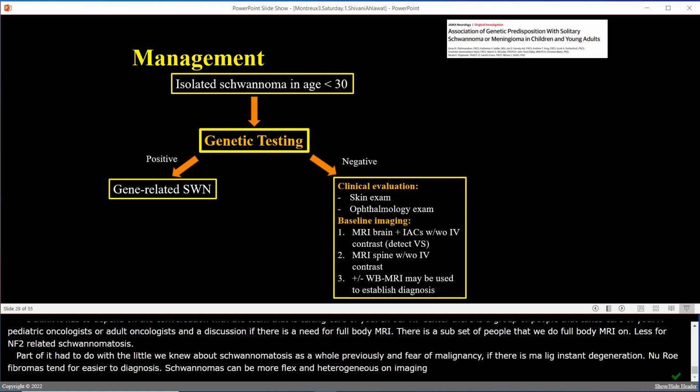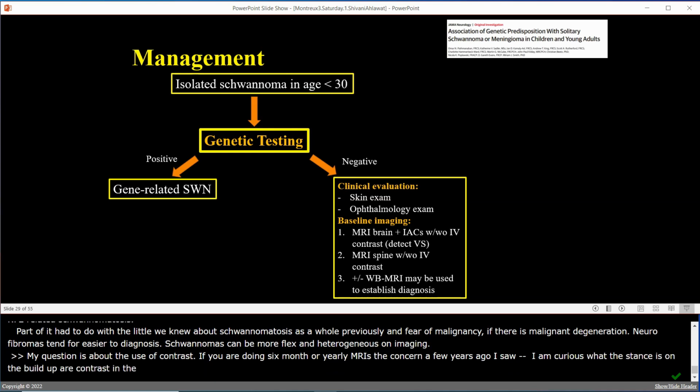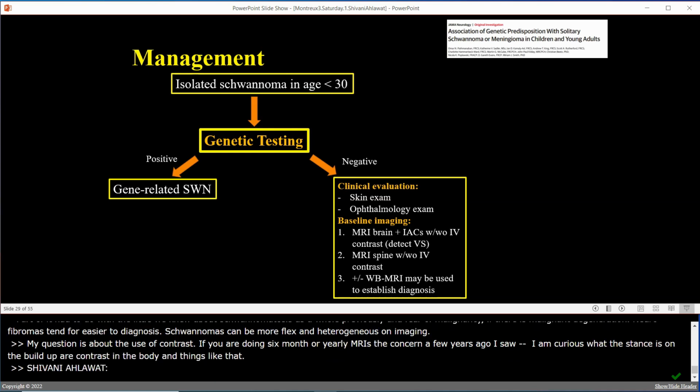My question is about the use of contrast. If you're doing 6-month or yearly MRIs, the concern a few years ago I saw was the buildup of contrast in the body, things like that. I'm curious what the stance is now. So again, it goes back to what I said about doing no harm. We meet every Friday morning and we decide together sometimes whether to give contrast or not.